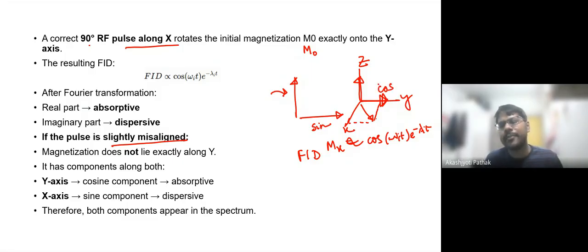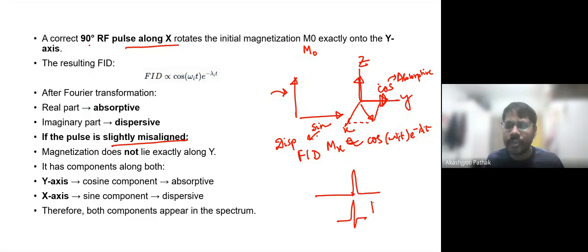So now you have both the dispersive signal and the absorptive signal. Sine means you will get a dispersive signal, and cosine will give you an absorptive signal. So your absorptive signal will not be purely absorptive. It will be a combination of both the absorptive and dispersive signal. It will not look like this, it will be a combination of this and this. So you have to do phase correction to correct this signal. This phase error is called zero order phase error.